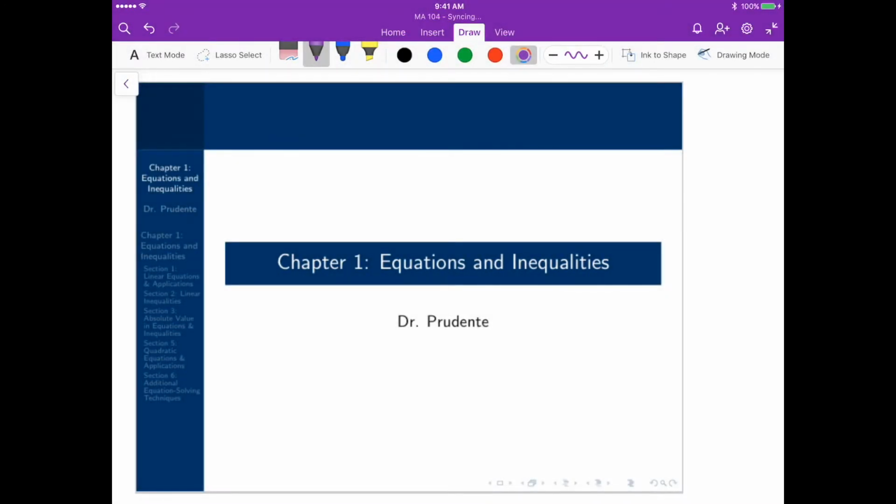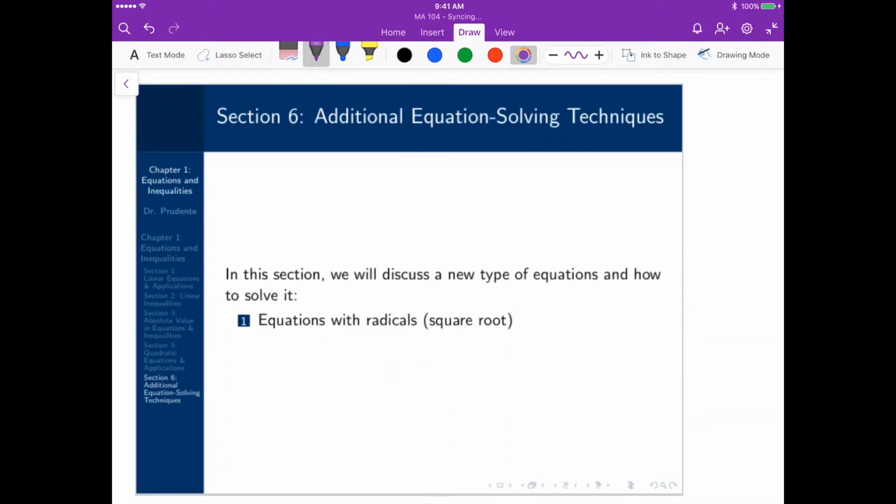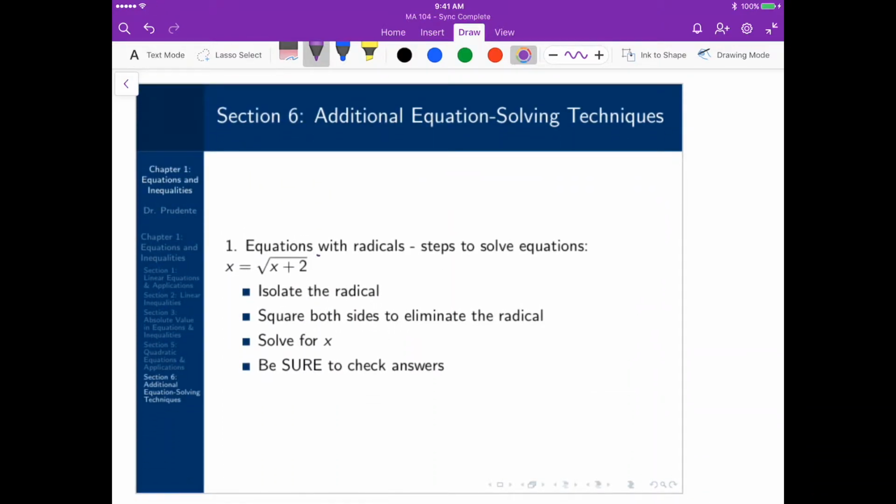Hello. In this lecture, we're going to learn some additional equation solving techniques. The one we're going to do is solve equations with radicals or square roots. An equation with radicals is going to look something like x equaling a square root, or some form like that. The steps are actually quite simple, but the process can be a little difficult. So that's why we're going to go through this.